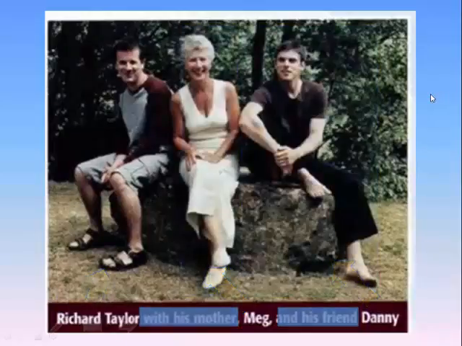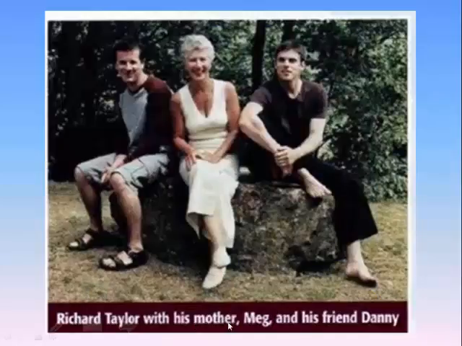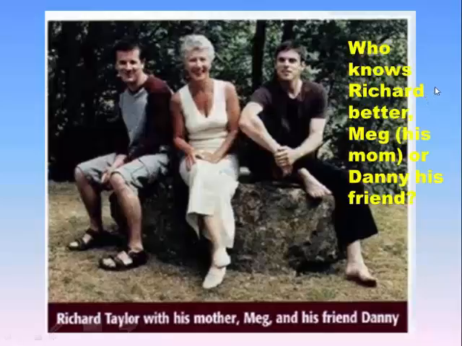And now we can know the relationship. Richard Taylor with his mother, Meg. Okay, so this is son and mother. And his friend, Danny. And this is Danny, Richard's friend. So they are friends, and they are son and mother. Who knows Richard better? Meg, his mom, or Danny, his friend? Who do you think knows this person better?